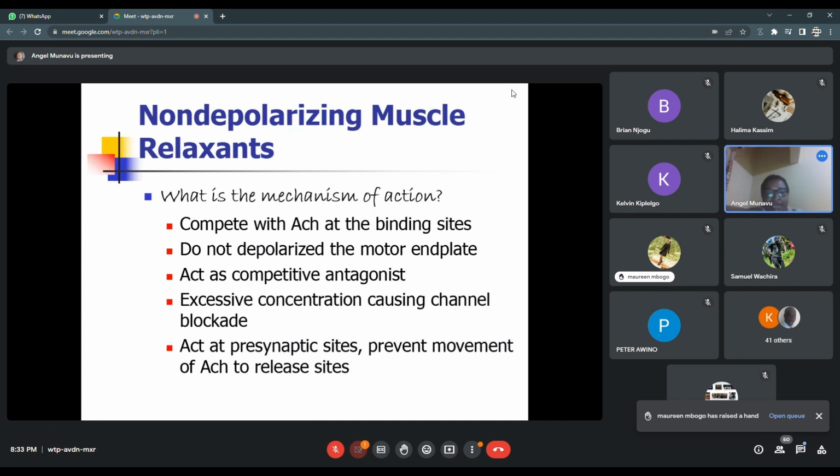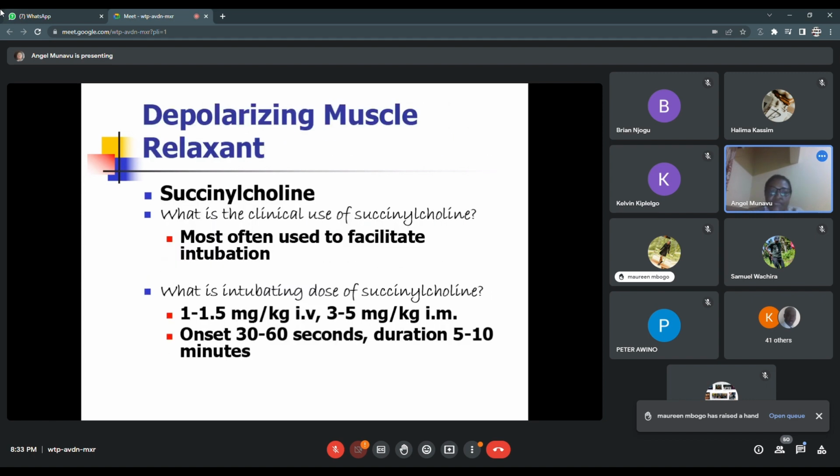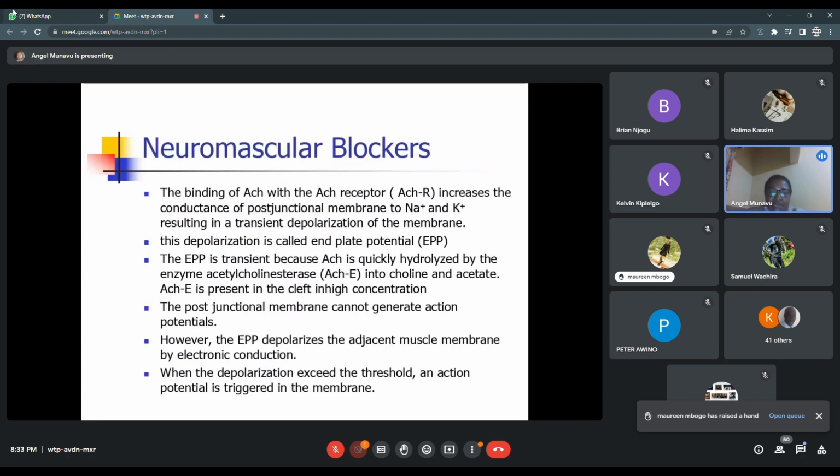We say that excessive concentration causes channel blockage. So if all the receptors are occupied by this non-depolarizing muscle relaxant, then the channels are blocked. There is no movement of sodium into the cell or potassium out of the cell. So there is no depolarization. And we say that these non-depolarizing muscle relaxants even work at the presynaptic sites.